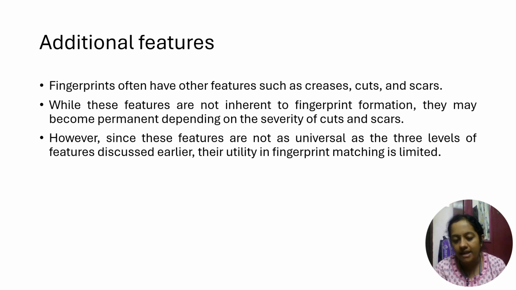If it is a first or second degree cut, as I said earlier, basal layer epidermis regeneration will happen, and it brings back all the ridges that have been damaged or obliterated. Once it is a third degree cut or a burn, it produces a scar which will not have the ability to regenerate the ridge structures or the furrow structures. So these features are not as universal as the three levels of features discussed earlier. Their utility in fingerprint matching is more and more limited.